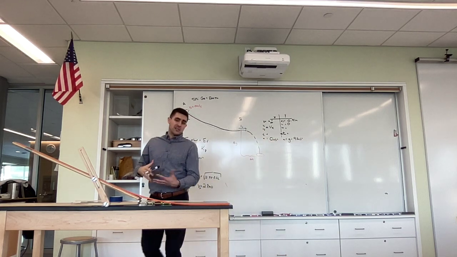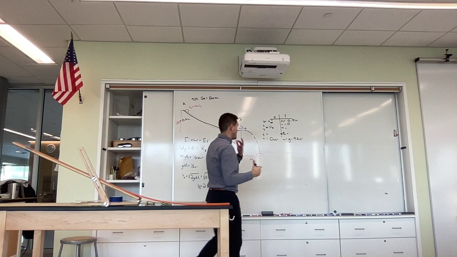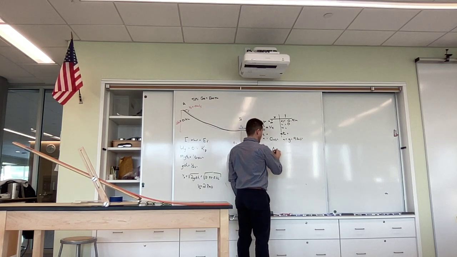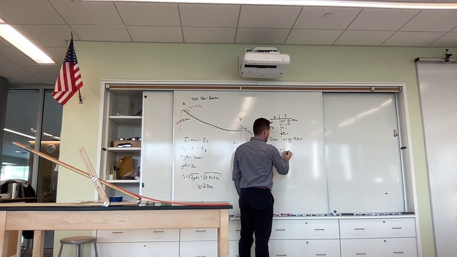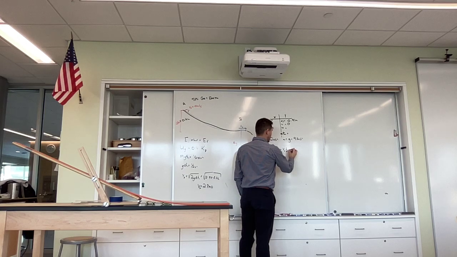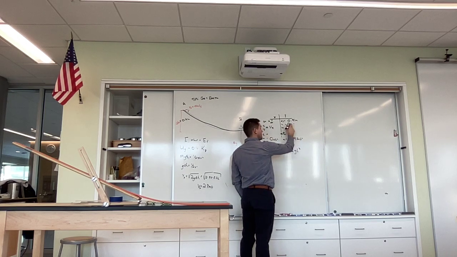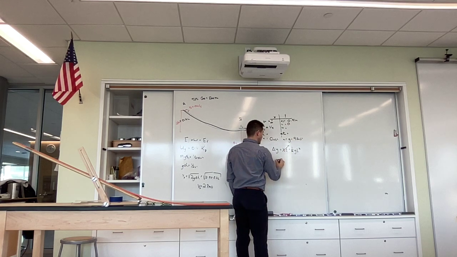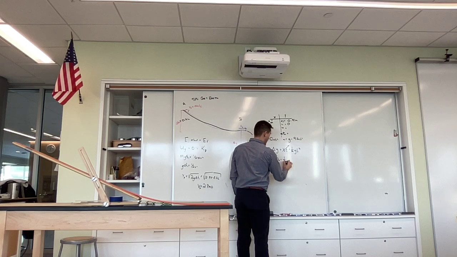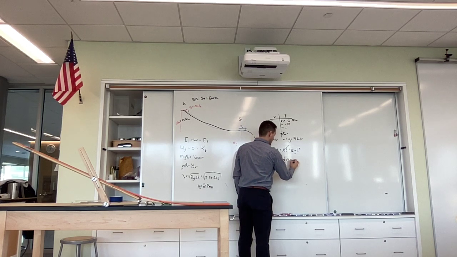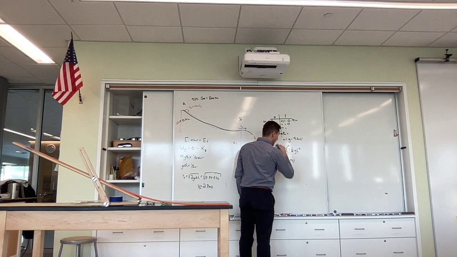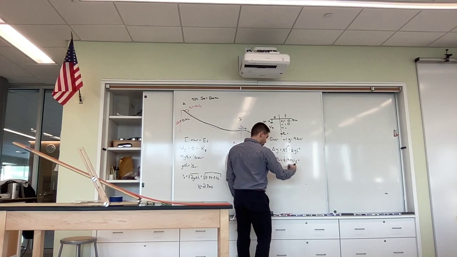I think I can solve this. I think I've got a way to solve for time. If I think about the y direction, I know that change in y is equal to the initial velocity in the y direction times t, plus 1/2 g t squared. The initial velocity is 0, so now all I need is 0.91 meters is equal to 1/2 times 9.8 meters per second squared times the time it takes to hit the ground. I can go ahead and solve for this, right?